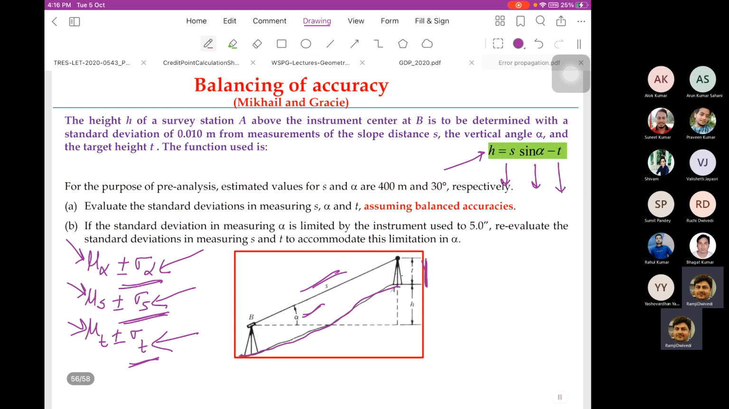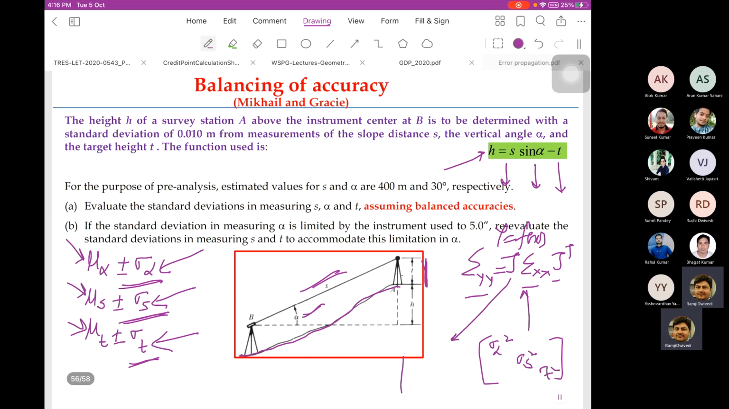Because in your error propagation also, if you write the error propagation equation, if y is equal to f(x) kind of function is available, you write sigma yy equals Jacobian sigma xx Jacobian transpose, isn't it? But in this sigma xx, you have all the input variables: sigma alpha square, sigma s square, sigma t square. In this J, you have simply the numerical value. In this J transpose, you simply have the numerical value. You do not have any function value, isn't it?